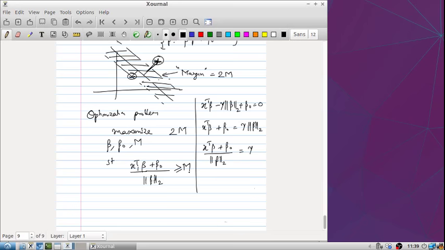I want to do this, but there's still an ambiguity. Which one is the positive class? Which one is the negative class? I want to find the distance, right?